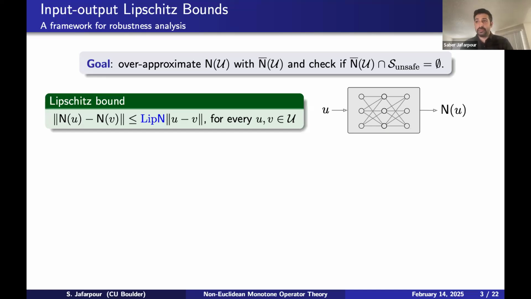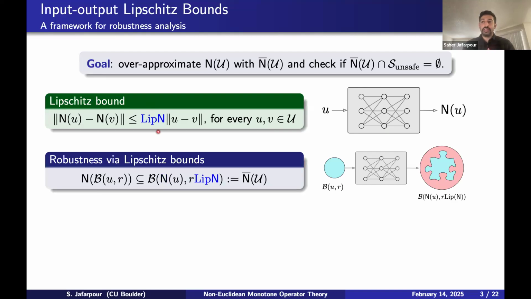As you can see, the Lipschitz bound of learning algorithms, as this definition suggests, depends on the norm for sure. Using this Lipschitz bound, of course, we can over-approximate the output of the learning algorithm, and as a result provide a way of ensuring robustness of these learning algorithms. It works like this. If you apply the learning algorithm on a norm ball starting from some point u with radius r, then the image should be included in the ball centered at N(u) with radius r times the Lipschitz bound. As you can see, this is the ball. Then the exact output of the ball would be this shape, which is a little bit different.